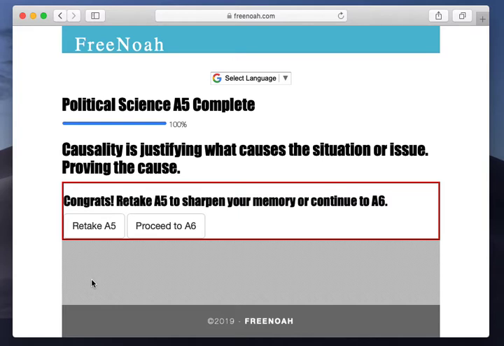Let's move along the timeline. From a simple little herd, we become a little tribe. From a tribe, we become a little town, and from a little town, we become a big city. All right, so one thing causes the other, right? Once we began to settle, we began to claim territory, so to say, right? So causality, one more time: justifying what causes a situation or issue, proving the cause.